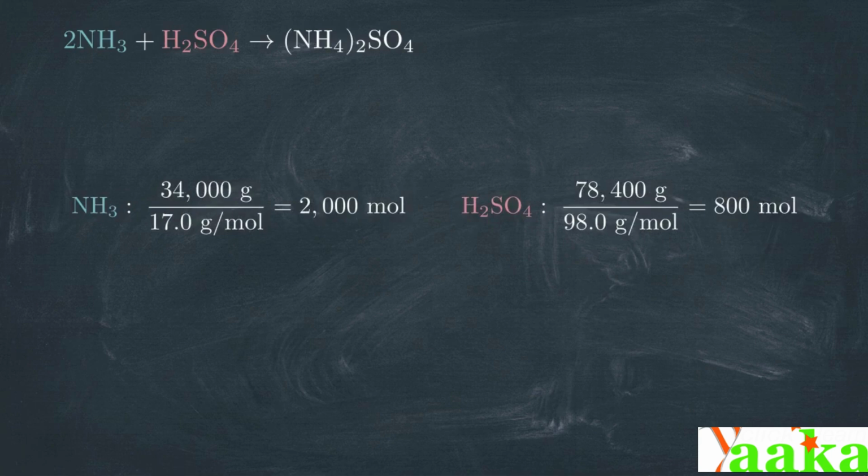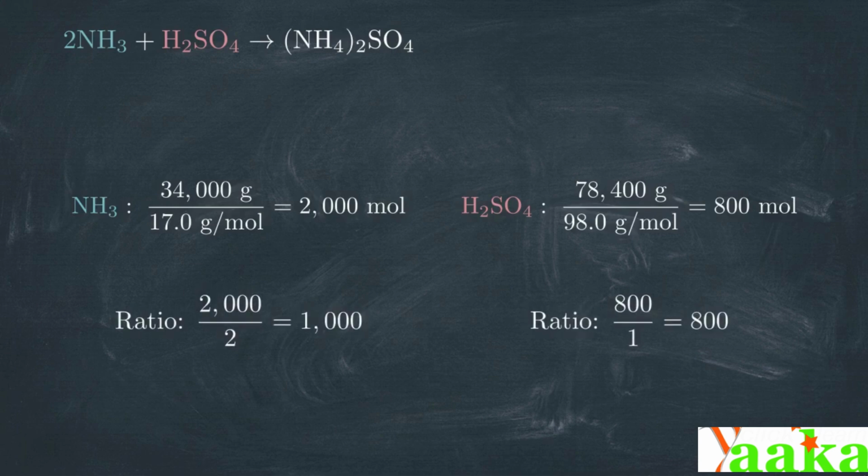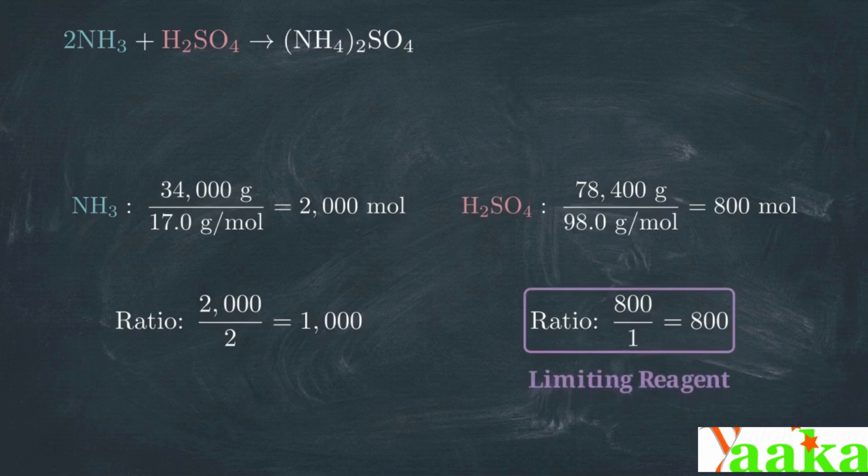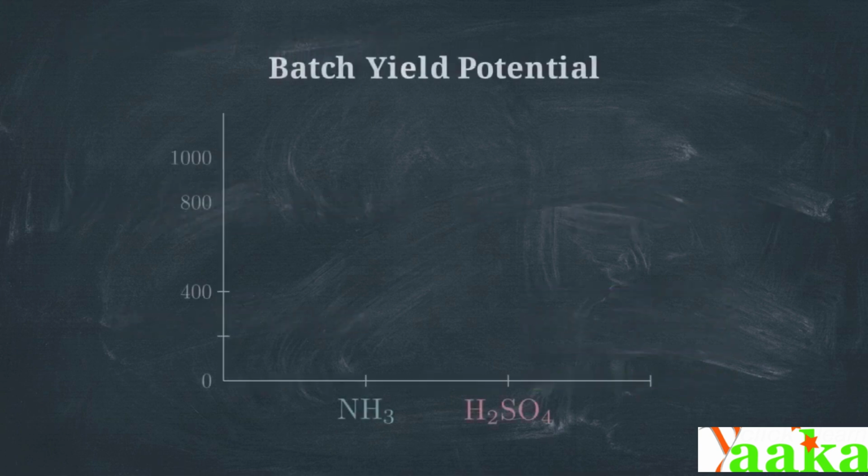To solve this correctly, we first convert the starting masses into moles. That gives us 2,000 moles of ammonia and 800 moles of sulfuric acid. Next, we divide each amount by their equation coefficients, 2 for ammonia and 1 for sulfuric acid. The smaller resulting value tells us that sulfuric acid is actually our limiting reagent.